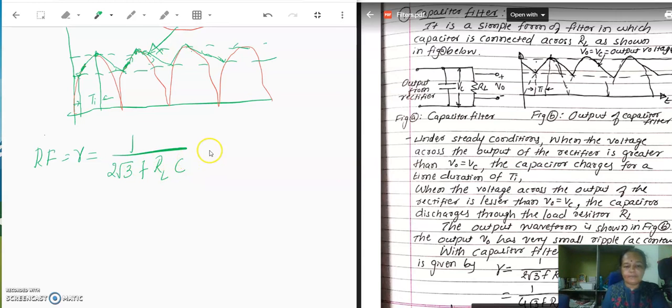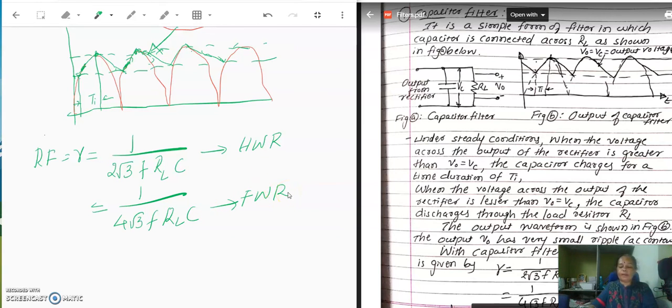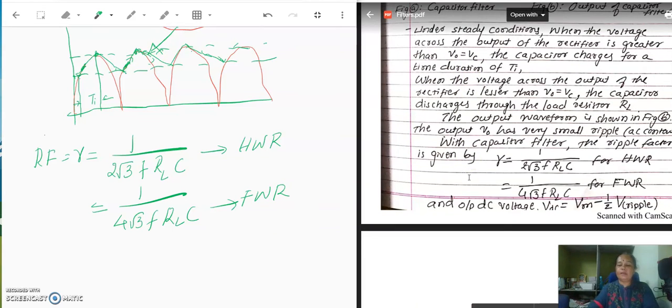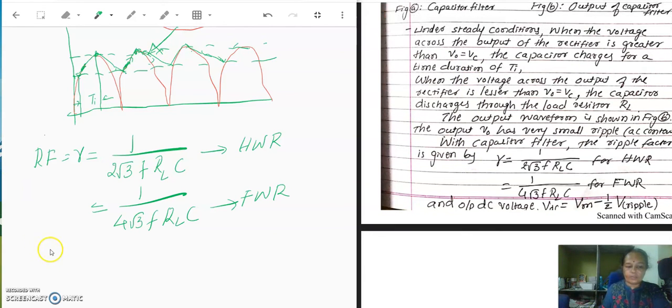Here R is RL, and this formula is used for the half wave rectifier. In case of the full wave rectifier it is 1 by 4√3 f RL C. One more parameter we are interested in is the output DC content, how much DC content we are going to have. That is given as the output DC voltage VDC, which is nothing but the peak Vm. This is our Vm.